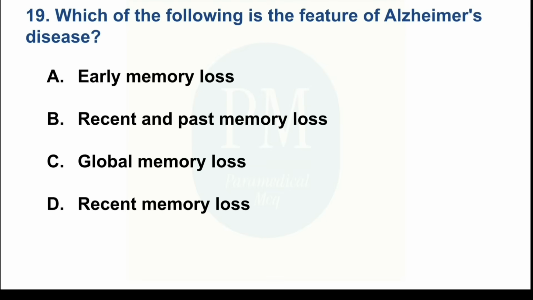Which of the following is the feature of Alzheimer's disease? Option A, early memory loss. Option B, recent and past memory loss. Option C, global memory loss. Option D, recent memory loss. The correct option is option B, recent and past memory loss.